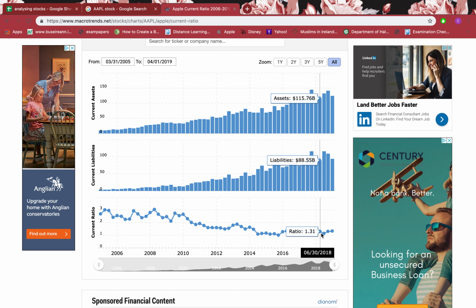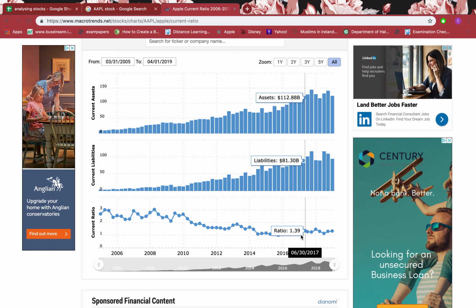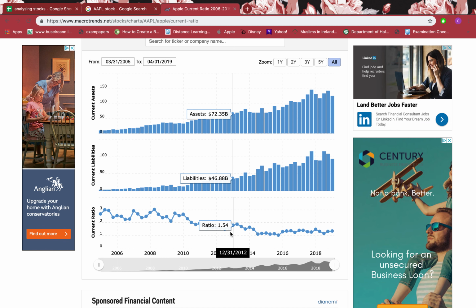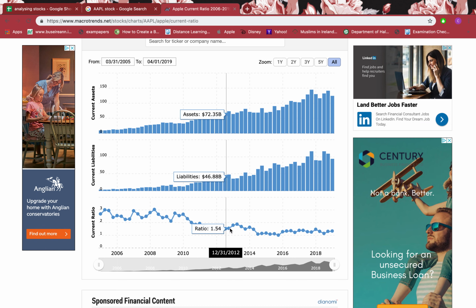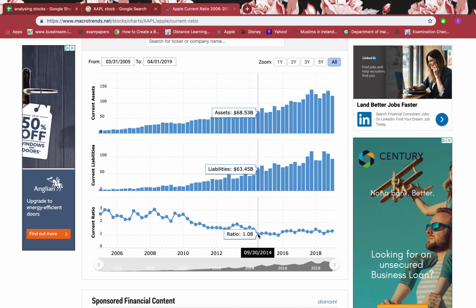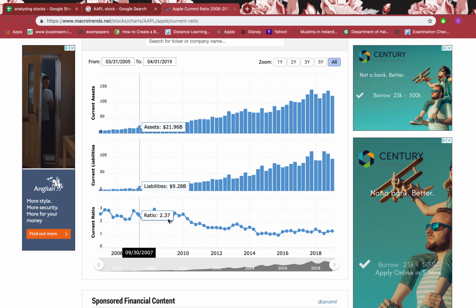And you go back and it's 1.13, which makes it more risky. It should be at least 1, but still 1.13 is not a lot of margin. And so if I just go back, I can just see that the ratio has changed. So if you have a look, since 2014, it had a very good ratio. It was 1.5 or above that.